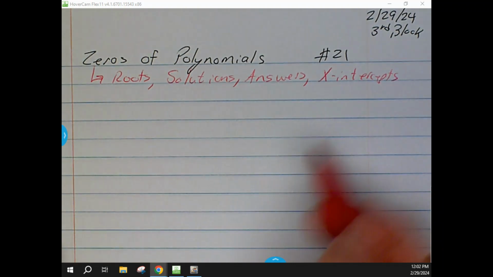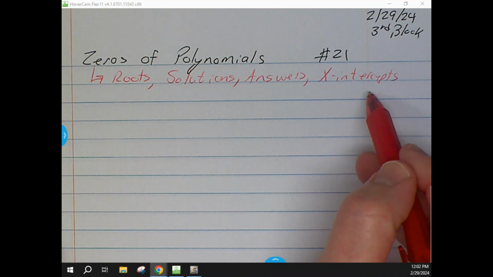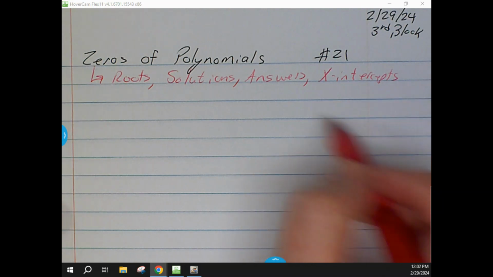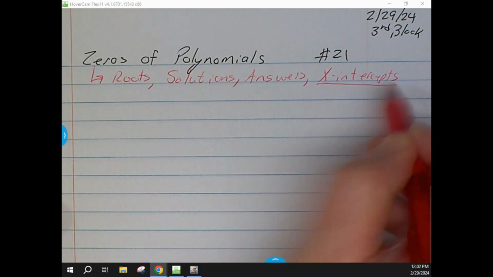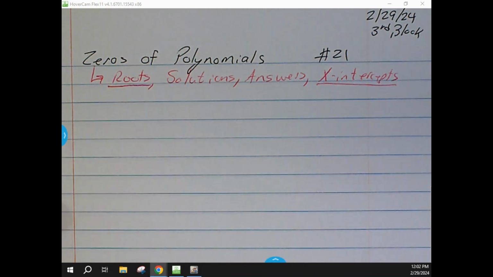Now, obviously, x-intercepts is graph. So if we're solving an equation, they won't talk about x-intercepts. X-intercepts will be graph. So sometimes when they're talking about graphs, they'll talk about x-intercepts or roots, more than they do with other things.